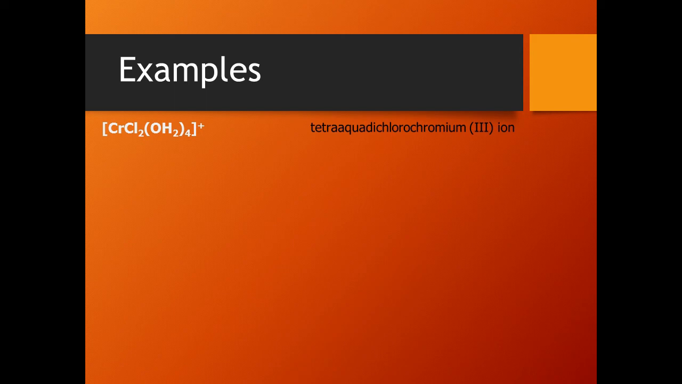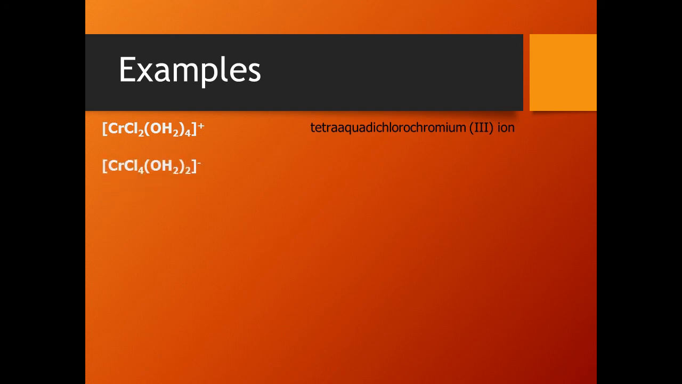therefore the complete name is tetraaquadichlorochromium(III) ion. In the case of a plus or minus charge present in the complex, the name should end with ion. And here you see the metal name is written as chromium because this is a positive charge complex. Suppose it is a negative charge, then the metal name should end with the suffix ate.